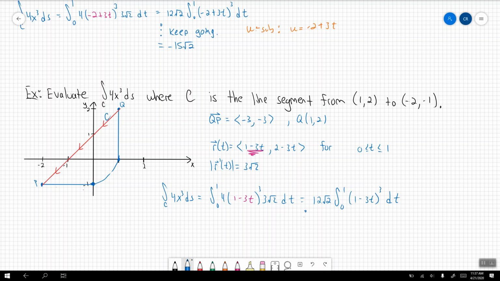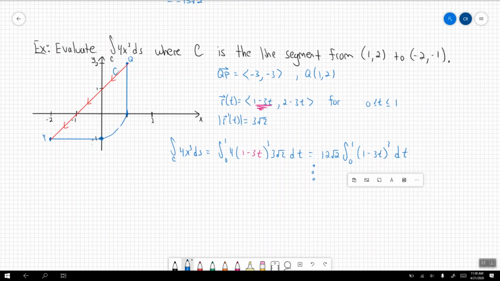Now, what I want you to do is I want you to keep going, and I want you to find out what this particular answer is. Alright, so I will be looking for this answer on the discussion board. So make sure that you guys are well prepared to answer this particular question. Awesome. So keep that in mind.